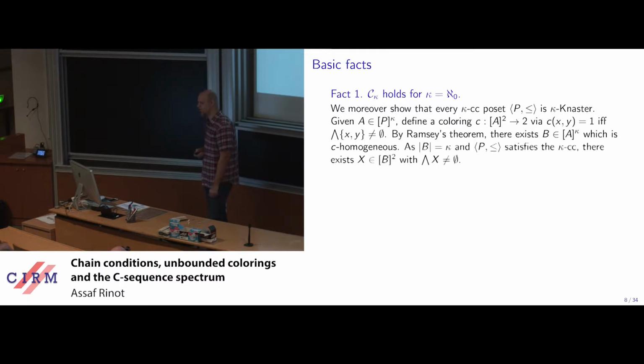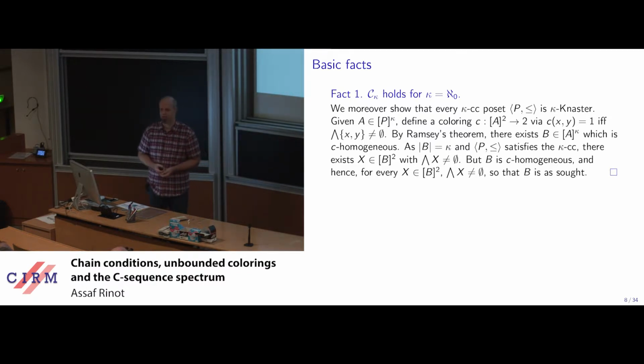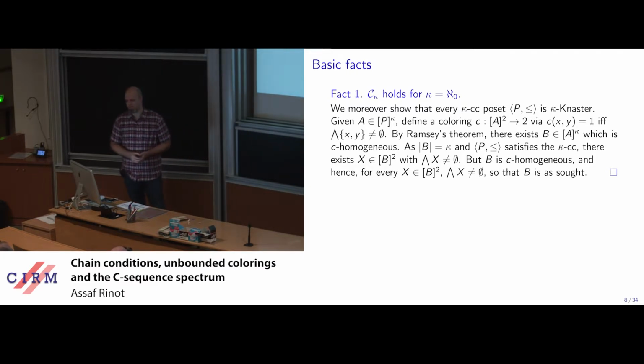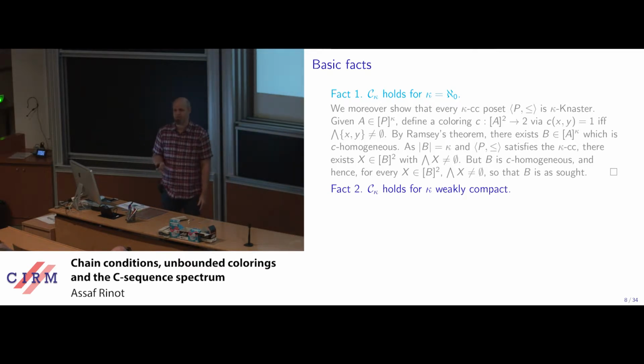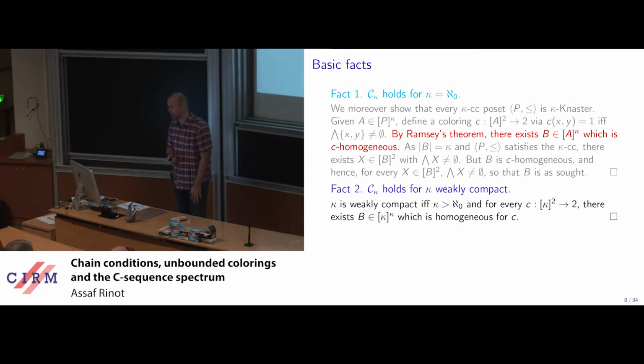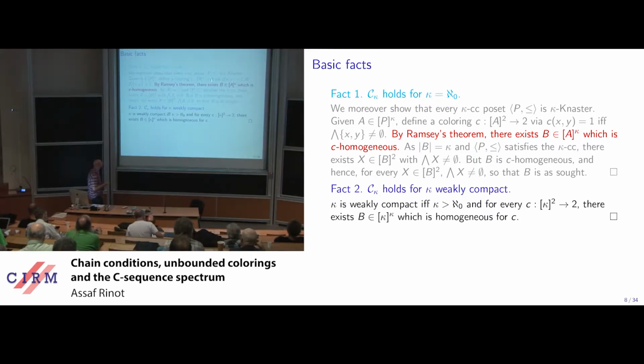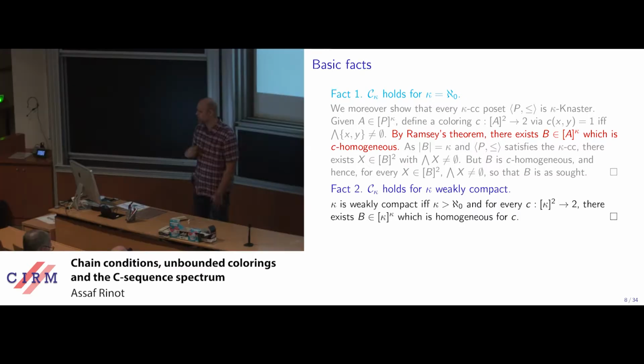Now, since this set B has size kappa and the poset satisfies the kappa CC, there will be some two elements in B which are compatible, but the set is homogeneous, so actually every two elements will be compatible. So we verified that C kappa holds for kappa equal Aleph 0, but of course this also works for weakly compact, because all I was using is Ramsey's theorem. I put here in red. This is all I'm using, of course, for the argument. And we'll come back to discussing weakly compact cardinals along the whole talk today.